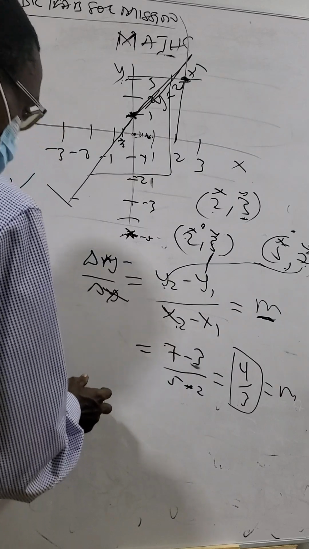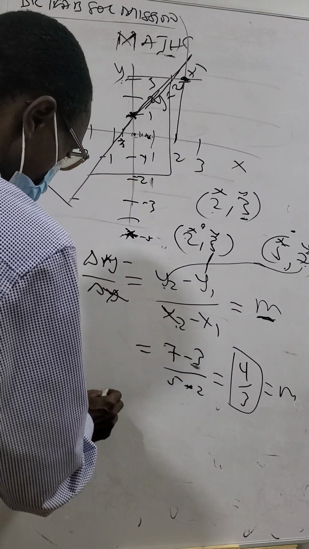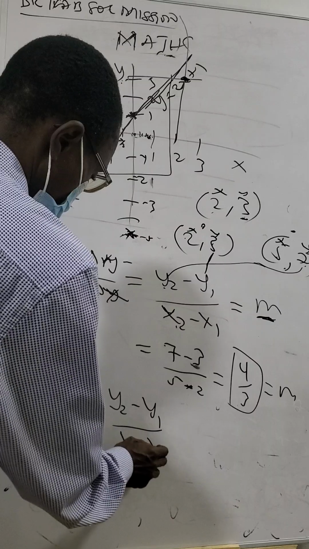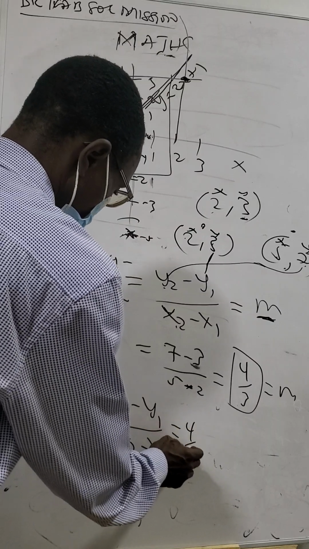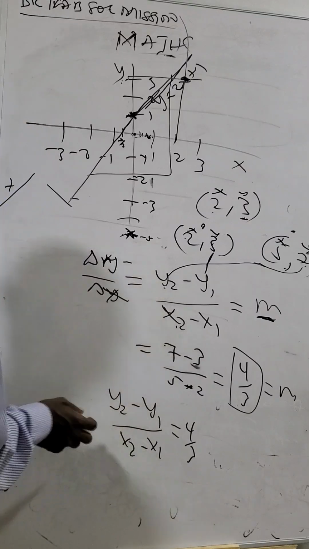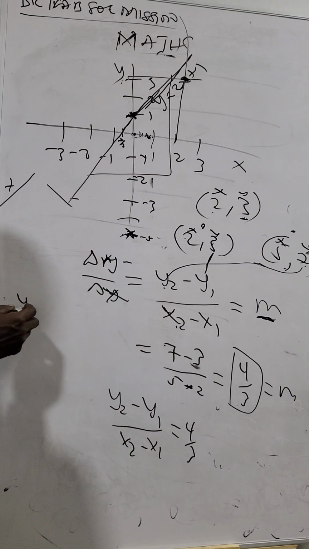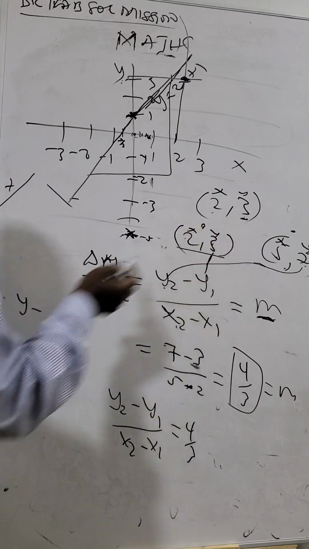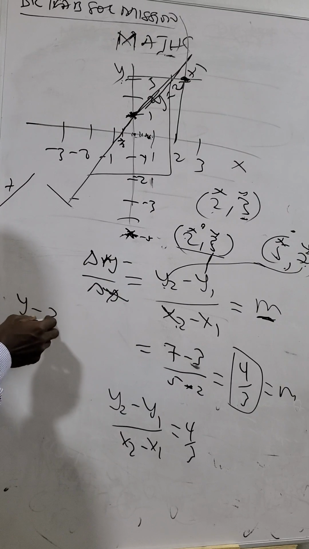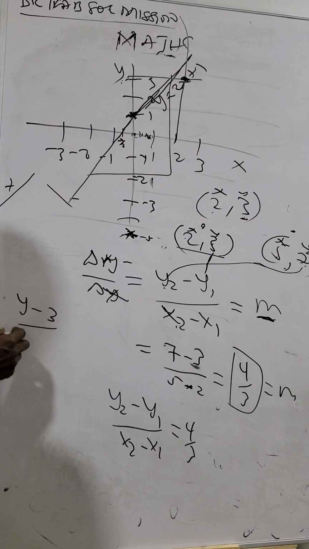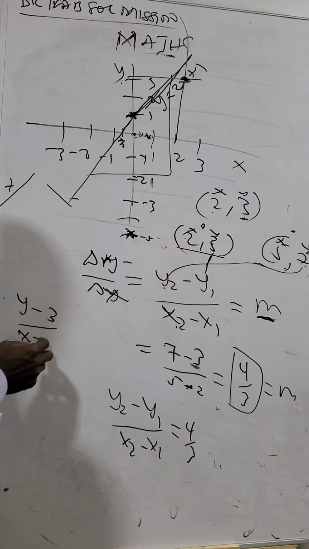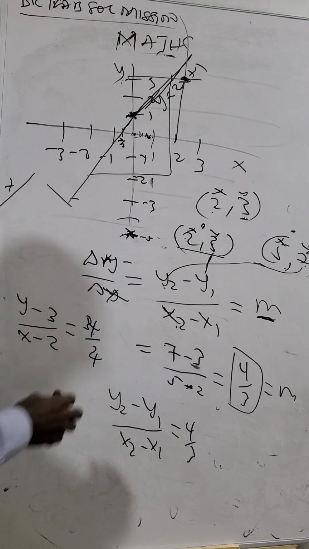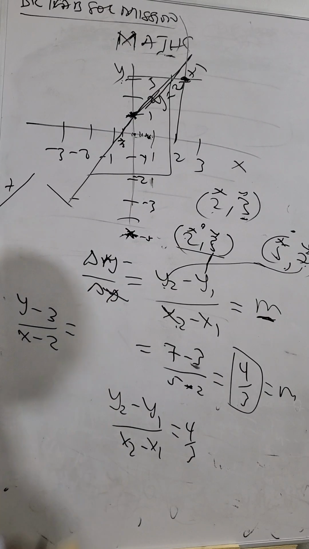You know that the equation is always given by (y2 minus y1) over (x2 minus x1) is equal to the slope. The slope is now 4/3. You can just make it general. Let's say y minus one of the points, you can choose this one, minus 3, over x minus 2 is equal to 4/3.